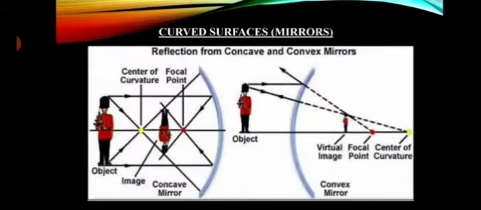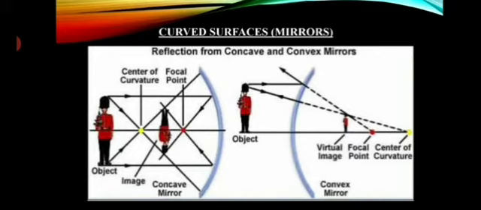Now we'll be seeing the images formed by the mirrors. Here you can see the reflection from concave and convex mirrors. This is just an overview. On the left side you can see the reflection from the concave surface. Here the reflecting surface is the inner surface, as you can see, and on the right side you can see the convex mirror where the outer surface is the reflecting one.